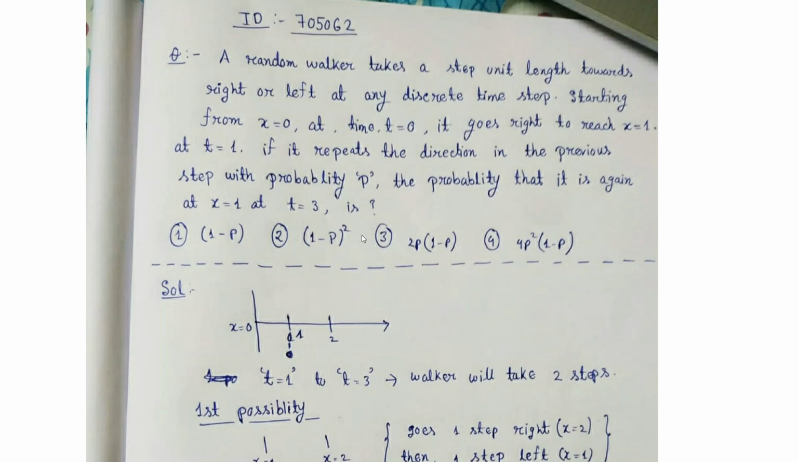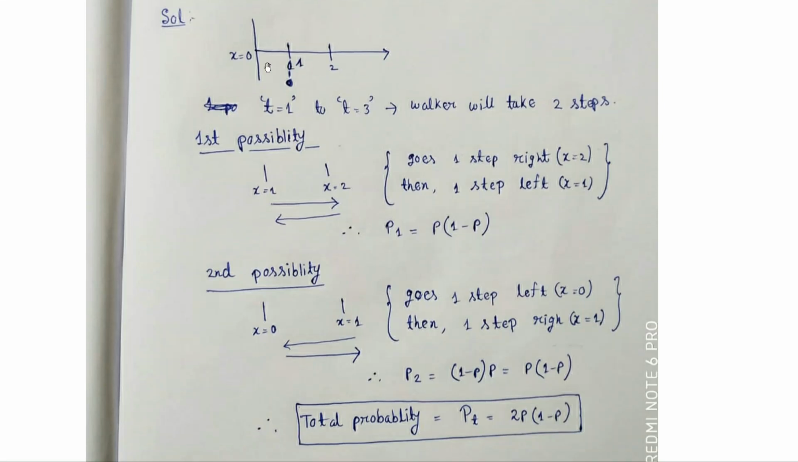So now let's look at the solution. This is the situation: x equals 0, x equals 1, and x equals 2. Initially the random walker is at x equals 1, and from t equals 1 to t equals 3 there are two discrete time steps. From t equals 1 to t equals 2 is one time step, and t equals 2 to t equals 3 is another time step. So the random walker will take two steps, and in two steps it somehow has to get back to the point x equals 1.